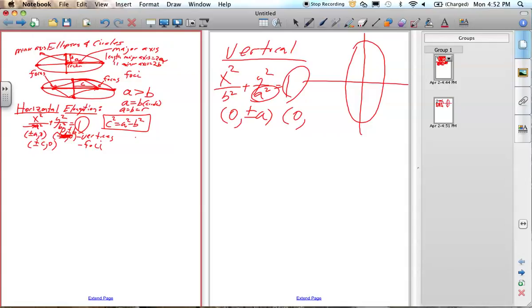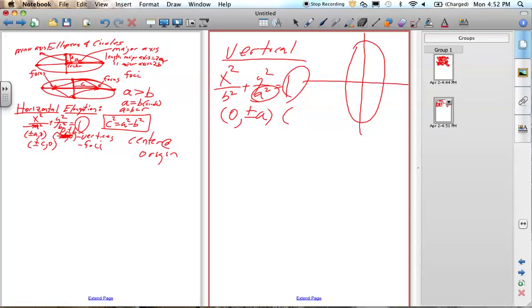And these are all assuming that your center is at the origin. So 0 plus or minus a. The second one is going to be plus or minus b, 0, for your vertices. And my foci is going to be at 0 plus or minus c. Will be my foci. Okay.